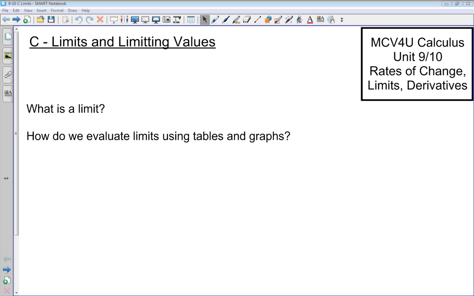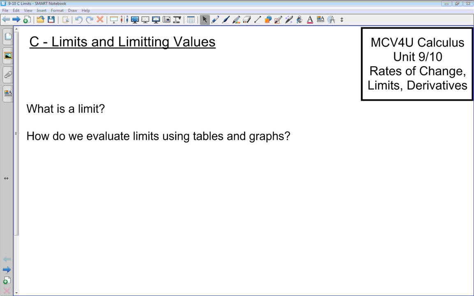So this lesson covers some material from Unit 910. We're still looking at rates of change, limits, and the derivative, but now we're taking a closer look at limits and limiting values. And what we want to cover in this lesson is, by the end of it, we want to know what we mean by a limit.